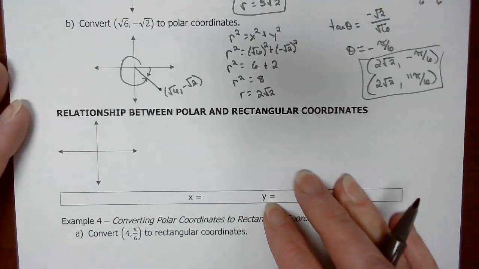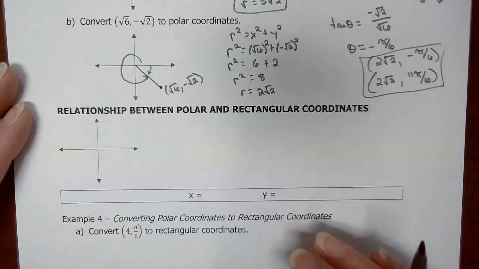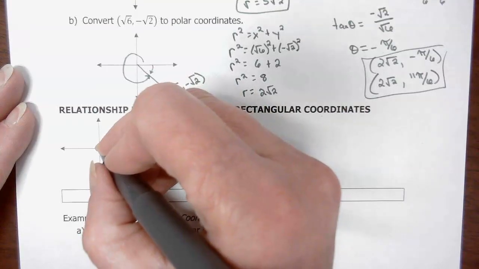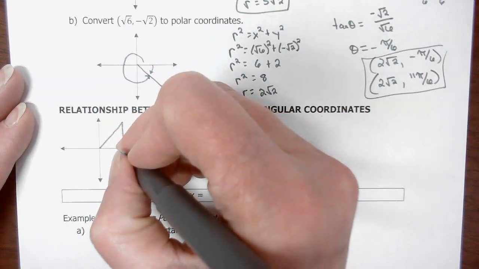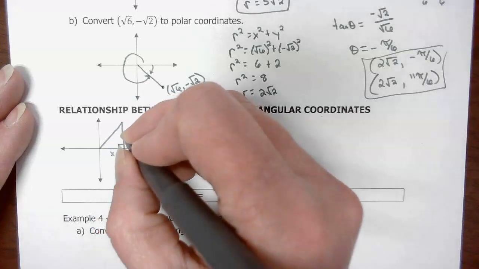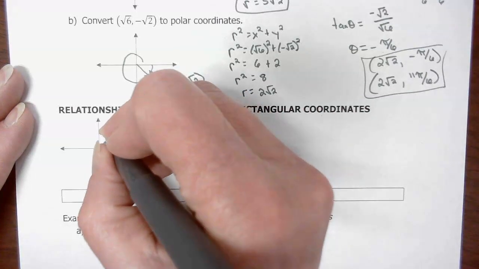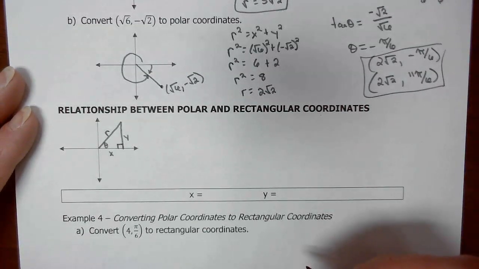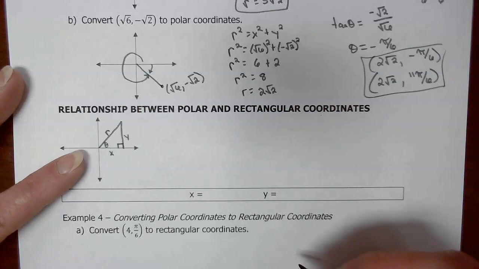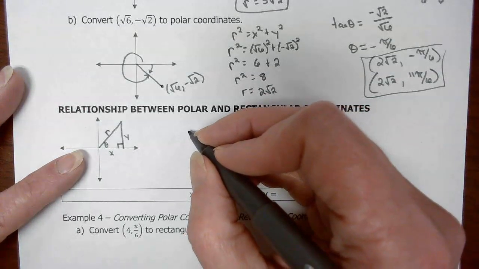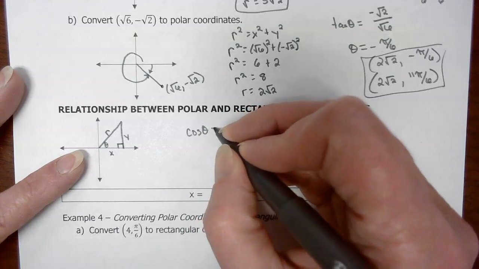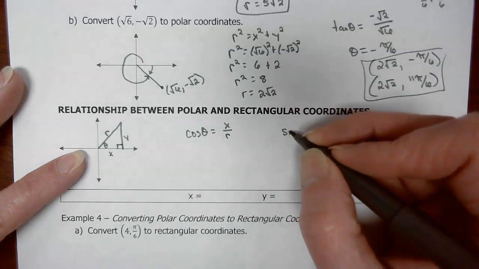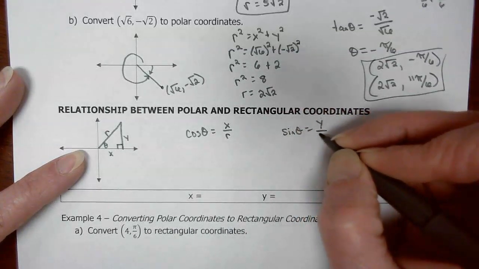Now let's look at the relationship between polar and rectangular coordinates a little bit more. What if we had to go the other way? Let's think about our relationships again. So x, y. What if I only knew the angle and the radius? Well, let's get x involved. X is adjacent, so cosine of the angle equals x over r. Sine of the angle equals y over r.